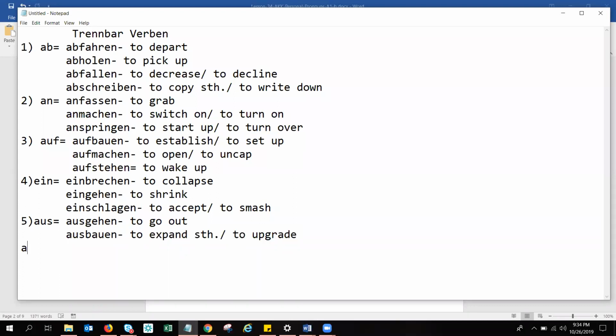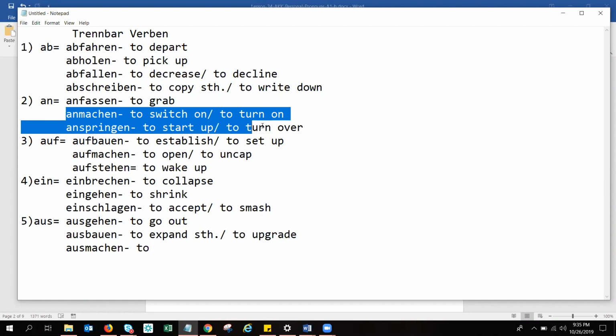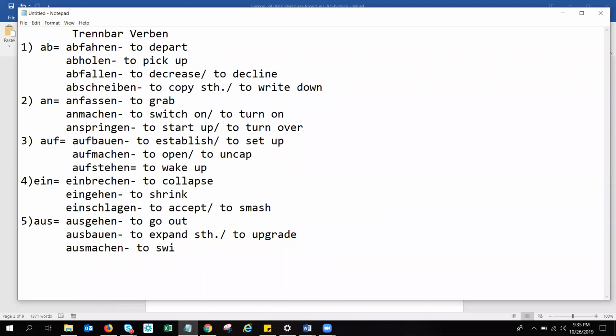Then we have ausmachen. Ausmachen means to turn off the light or TV. So when it is anmachen, it is to turn on, to switch on, and ausmachen is to switch off the light or to turn off the TV. Next is ausstellen. Ausstellen is to display, or the word we use is to exhibit. They have the same meaning, display or exhibit.